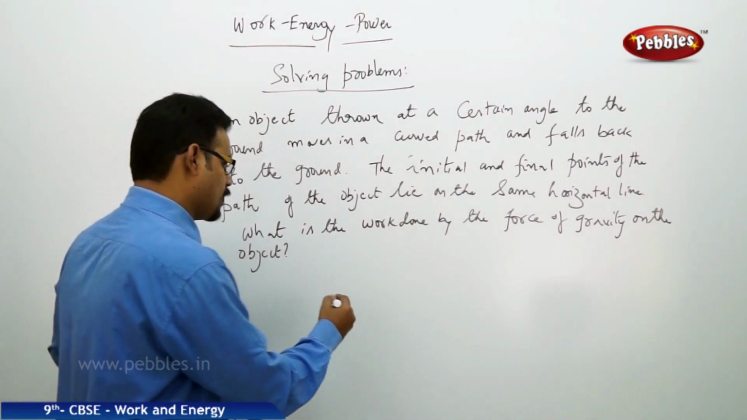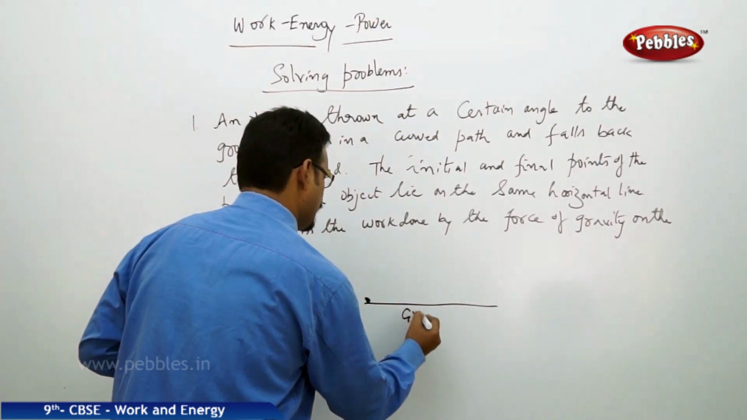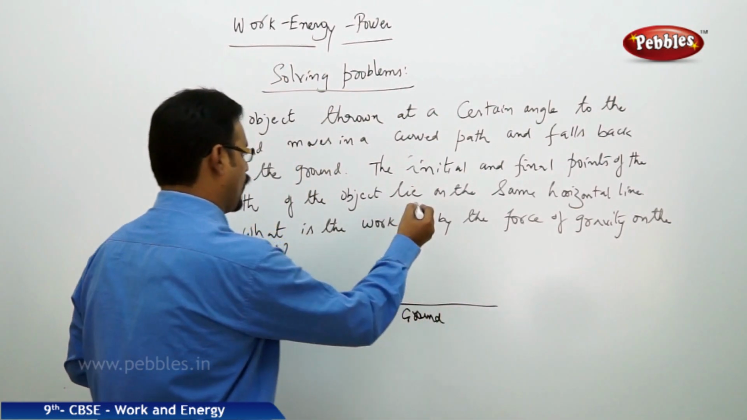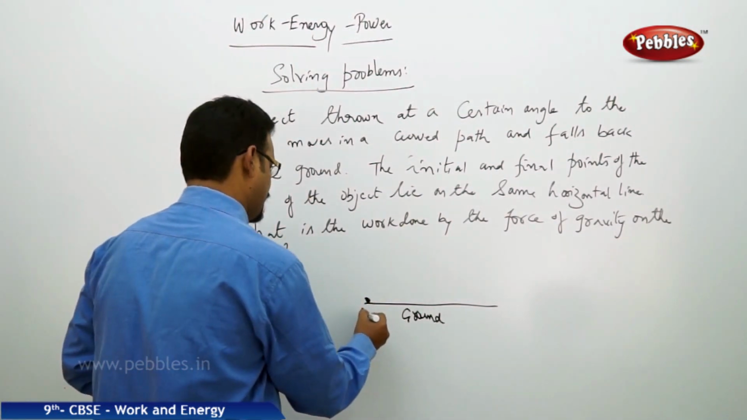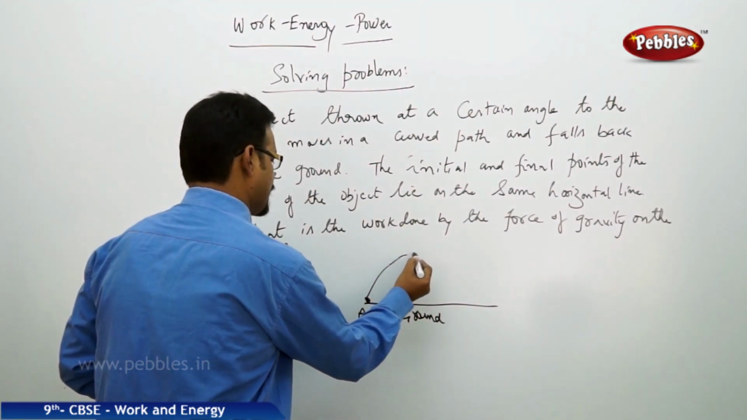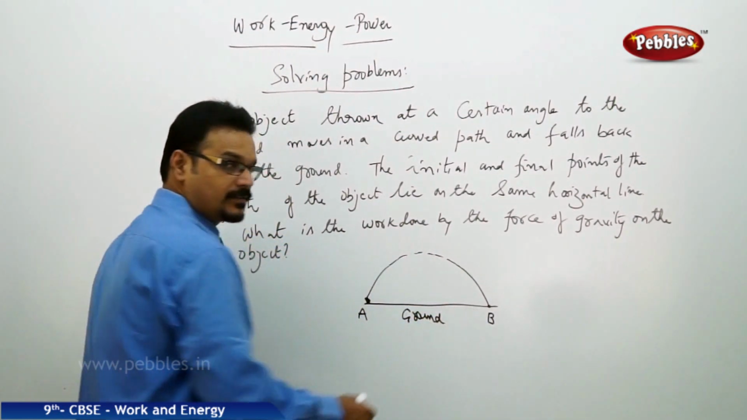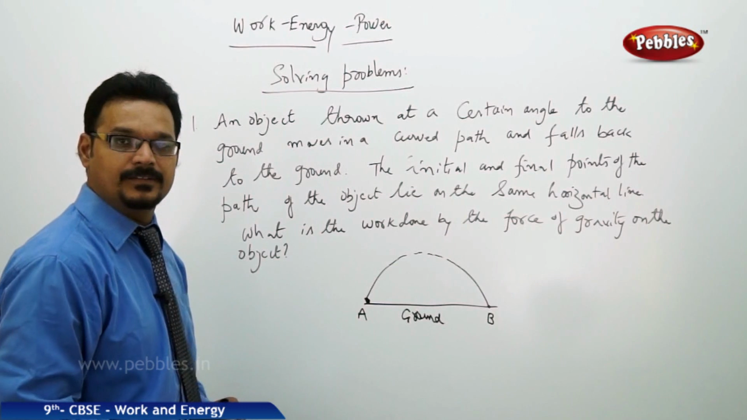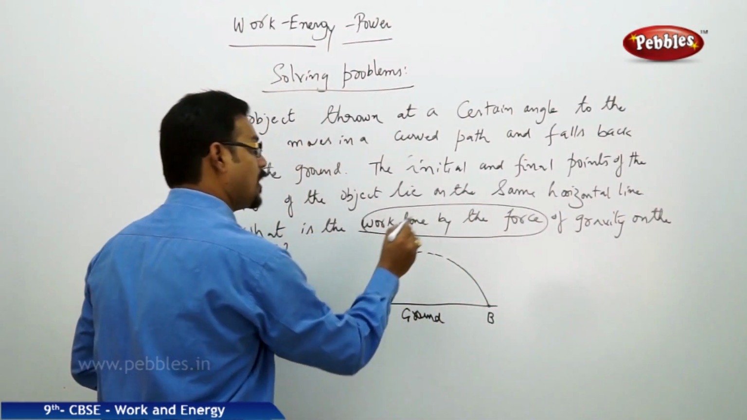See here. There is an object. This is the ground, and it is thrown making some angle to the ground. Let's say at point A it is thrown, and it describes a curved path and falls onto point B on the same horizontal line. Now they're asking what is the work done by the force of gravity.